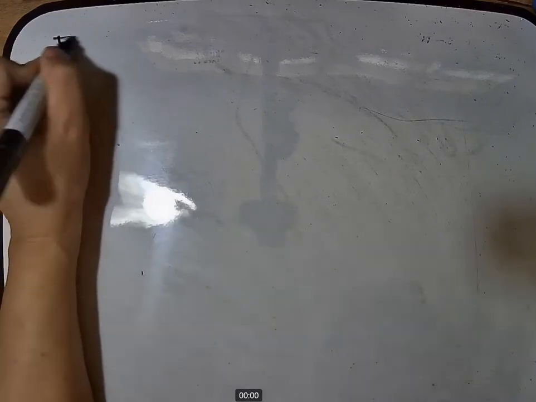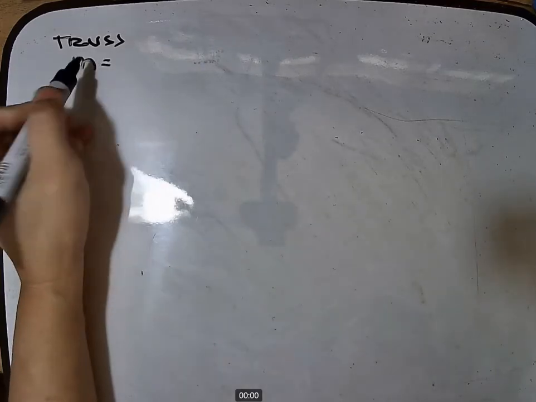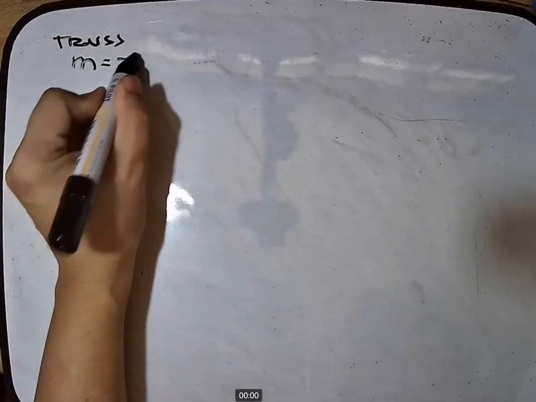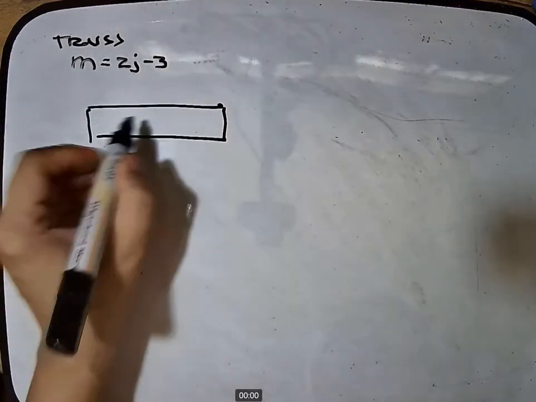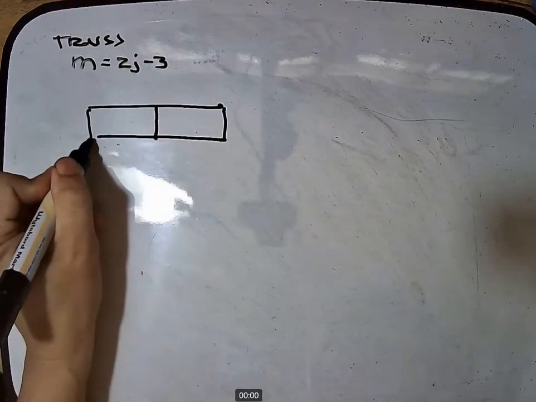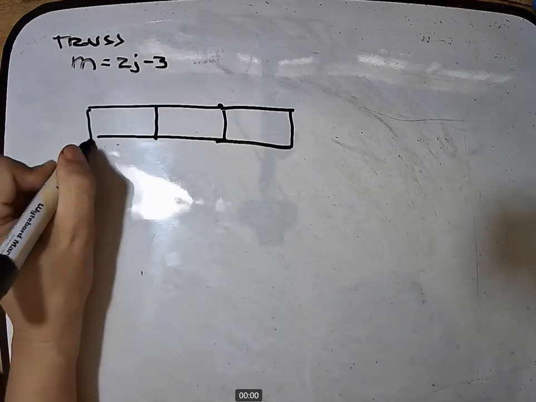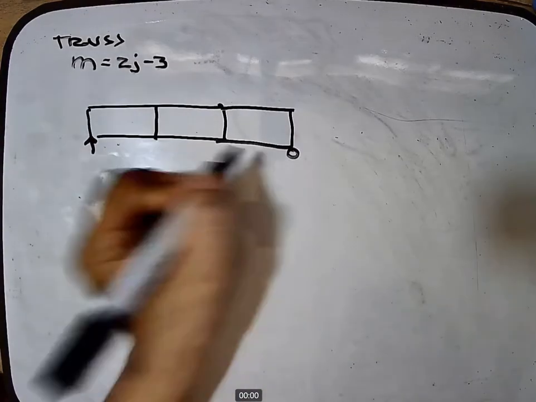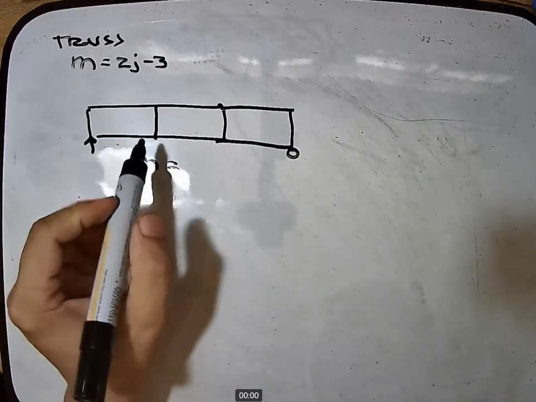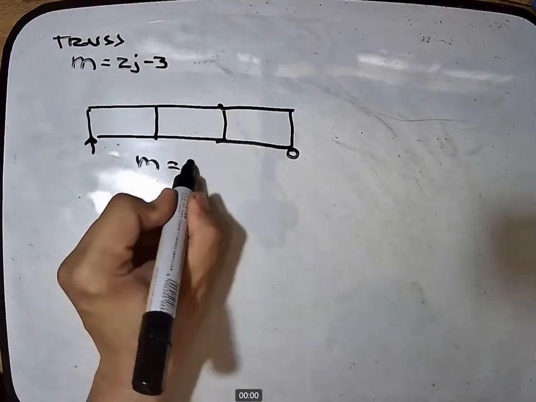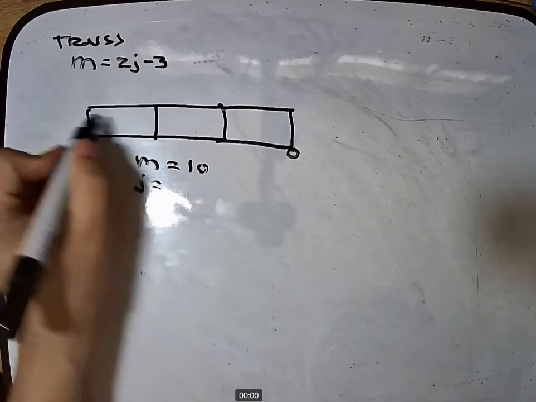So for truss, remember na m is equal to 2j minus 3. Let's take this example. Yan. Tapos, lagyan natin ng pin, tsaka roller. So, check natin. So, m here is equal to 10: 1, 2, 3, 4, 5, 6, 7, 8, 9, 10. And how many joints? You have 2, 4, 6, 8.